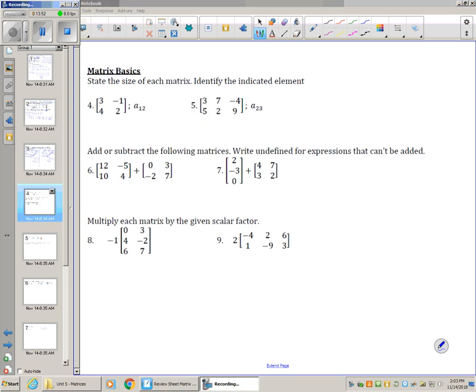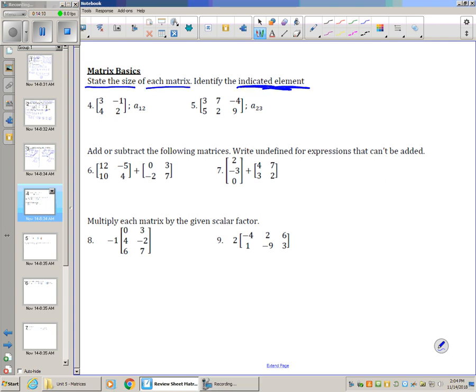Okay, now we're going to talk about some matrix basics, just to kind of refresh yourselves. This is the same stuff that was on the quiz. Just refresh yourself on what to do so you don't get these wrong on the test. It's helpful to know how to do them all by hand as well as on the calculator, to save some time.